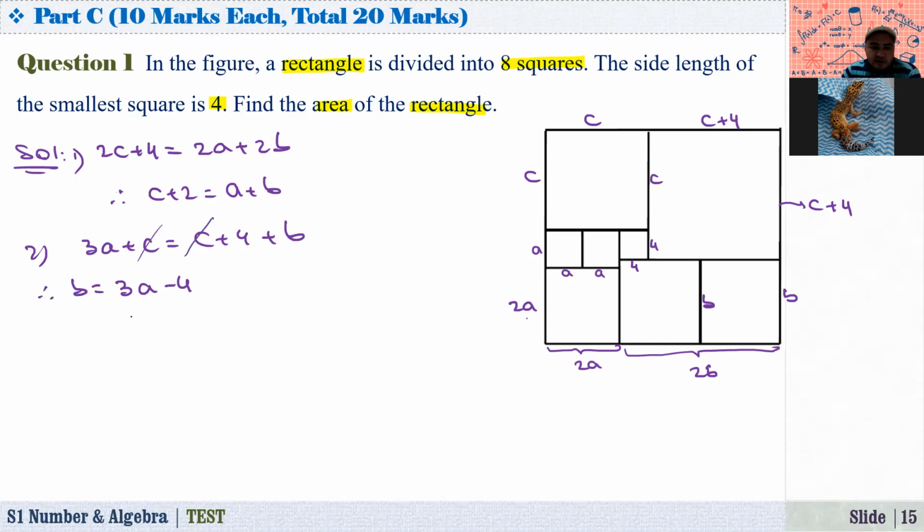Okay. So if B is equal to this, if I substitute here, I can get the relation between C and A. C plus 2 is equal to A plus B. What is B? B is 3A minus 4. So from here, C is equal to 4A minus 6. So we know B in terms of A, we know C in terms of A.